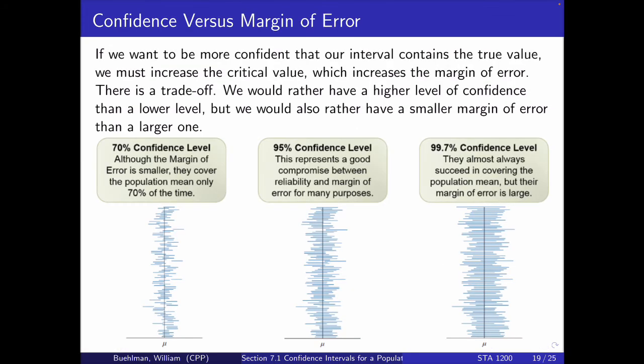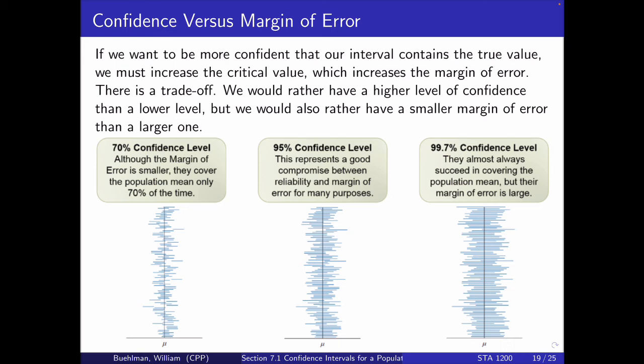If we want to be more confident that our interval contains the true value, we must increase the critical value, which increases the margin of error. There is a trade-off. We would rather have a higher level of confidence than a lower level, but we would also rather have a smaller margin of error than a larger one. So this is shown in the three graphs down here. If we're willing to take a 70% confidence level, we see that although the margin of error is smaller, it only covers the population mean 70% of the time. So often our sample may miss the true population mean.